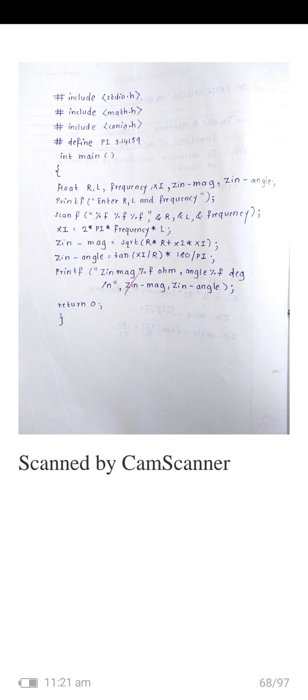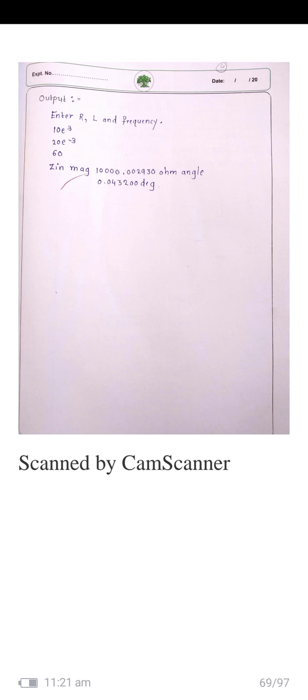This is the program. Save these programs, compile, check the errors and run the program. Now the output of the program: enter the values of R, L and the frequency, and Z in magnitude is directly displayed on the desktop as the output.